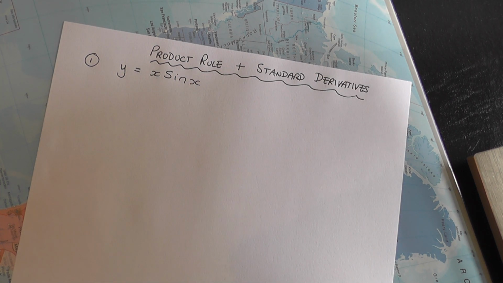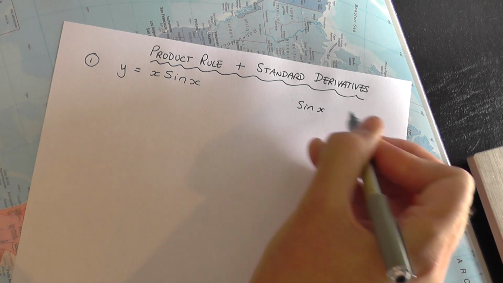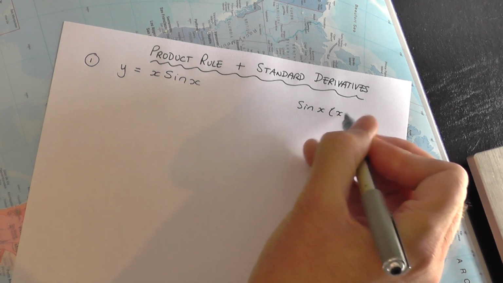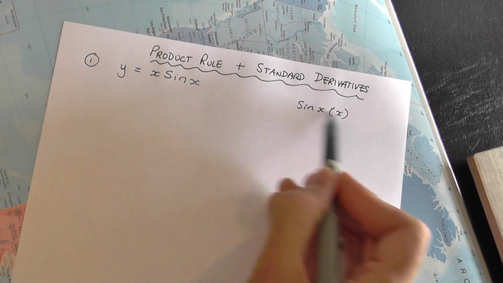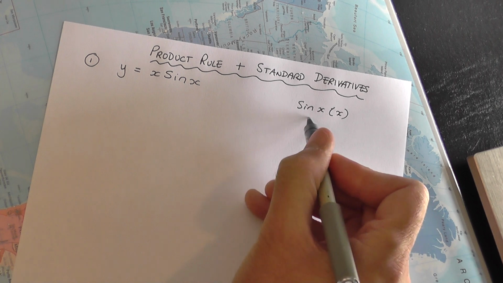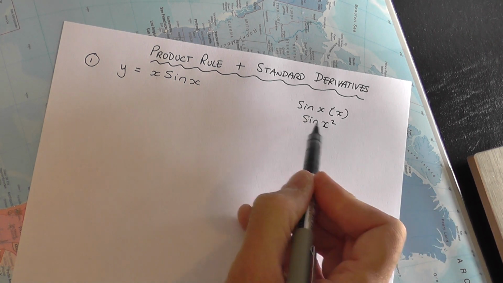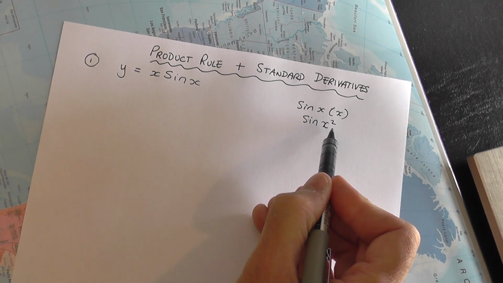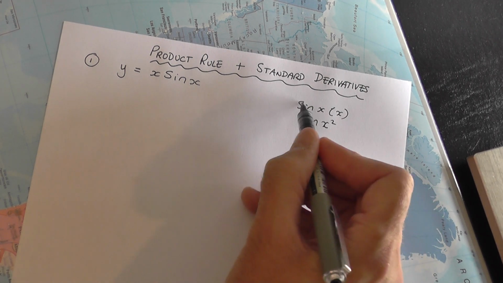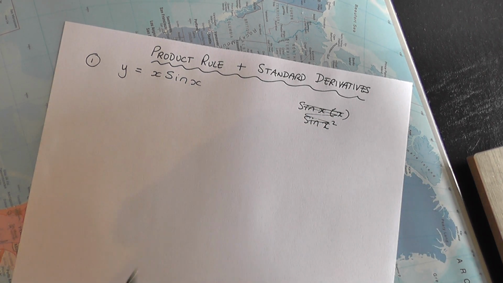You would never write that as sine x, x, like this, because you'd be tempted then to write that as sine of x squared, which is not the same thing at all. That means sine of x squared. So we don't do it like that. We always put the x at the front.